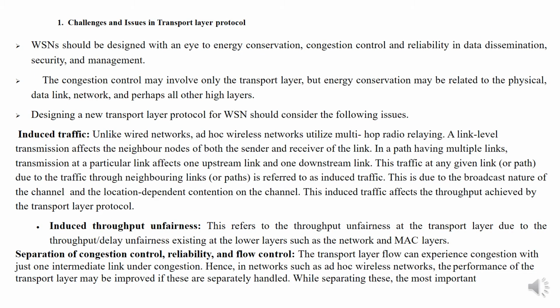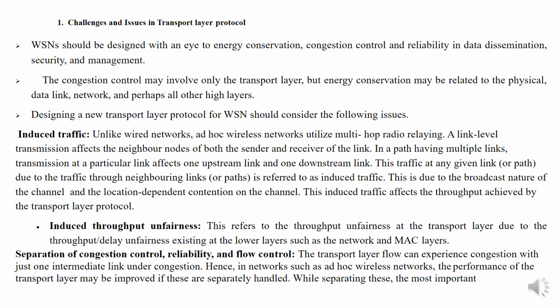Challenges and issues in transport layer protocol. Wireless sensor networks should be designed with an eye to energy conservation, congestion control, reliability in data dissemination, security, and management. Congestion control may involve only the transport layer, but energy conservation may be related to the physical, data link, network, and perhaps all other higher layers.